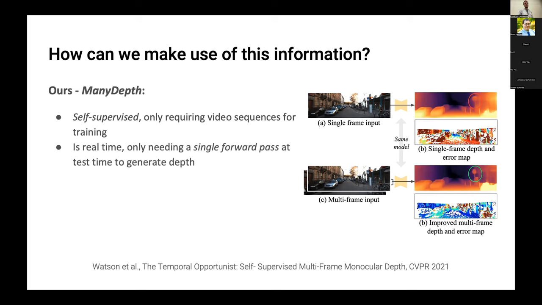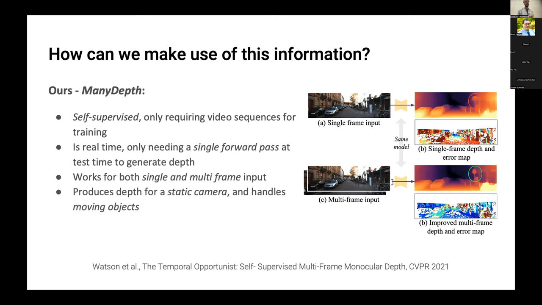So that's our ManyDepth method. It's self-supervised, in that it only requires video sequences for training. It's real time because it's just a single forward pass through the network. And it works for both single or multi-frame settings, depending on what you have. But it also works in cases where the traditional multi-frame methods don't, like static cameras, and to some extent it can handle moving objects.